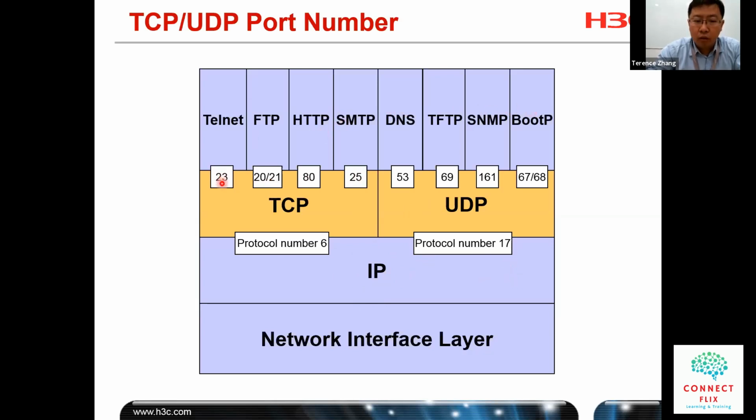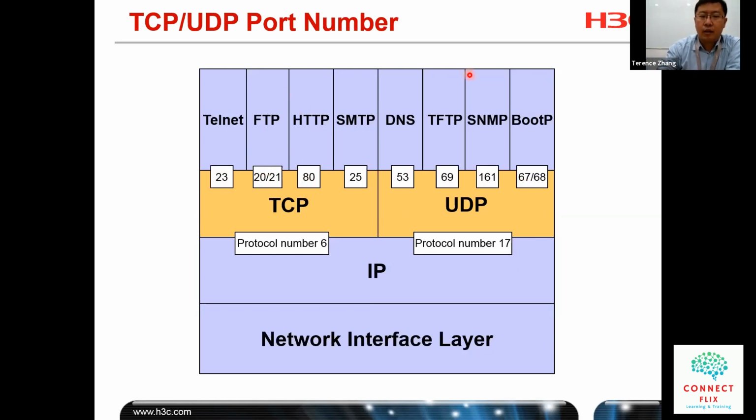right? And all these numbers are required to be memorized. This is required to be memorized, every one of them. This is the key point. Okay, so this is the structure of TCP and UDP. So we see the structure, right?